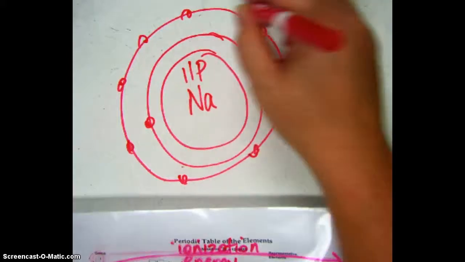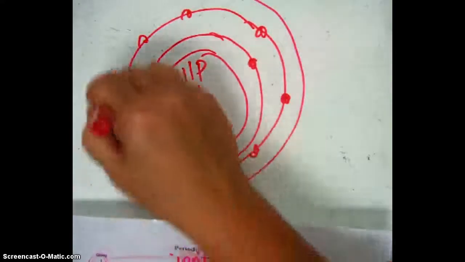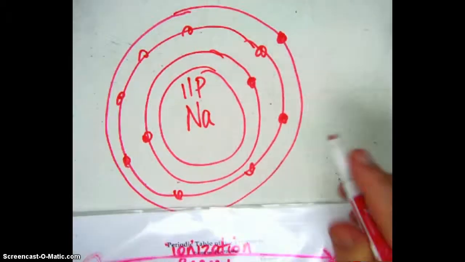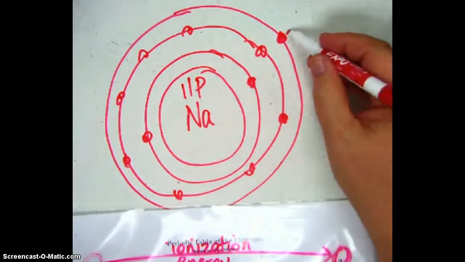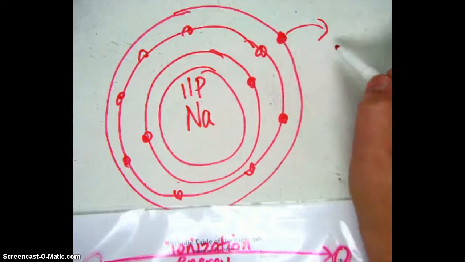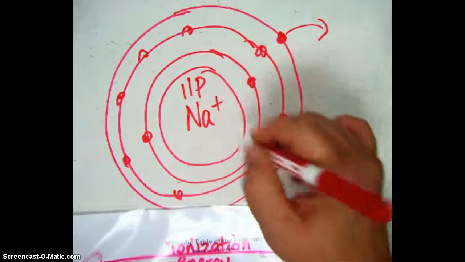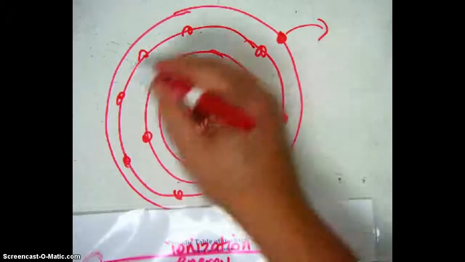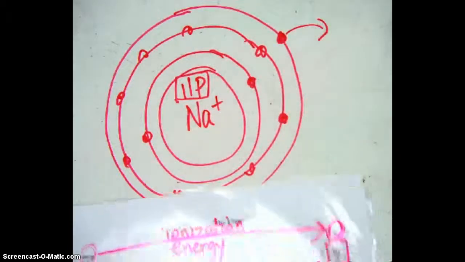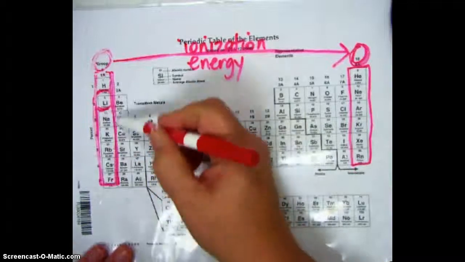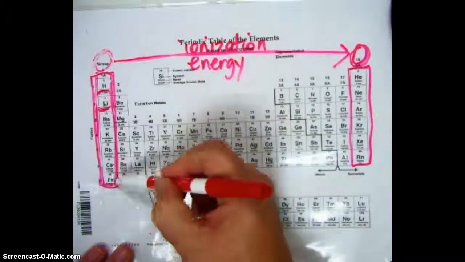But we need 11, so we need 1 more shell, and that's the valence shell, and the valence shell has 1 electron. And so sodium actually wants to give away that electron, and when it gives away that electron, sodium then becomes positively charged because it has 11 protons and only 10 electrons.